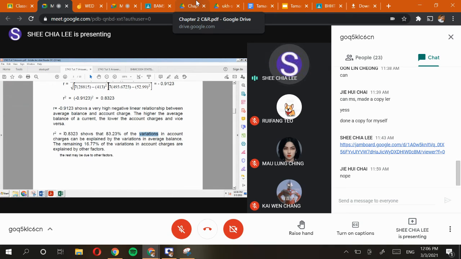So for the rest, maybe you can just write here: the remaining 16.77% of the variations in account charges are explained by other factors. This one, you actually no need to write this long. After "can be explained by the variation in average balance", you can just write "the rest may be due to other factors". It is actually good enough. But of course, if you prefer the highlighted one, then you can write the highlighted one. Up to you.